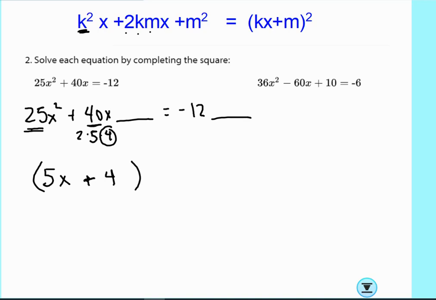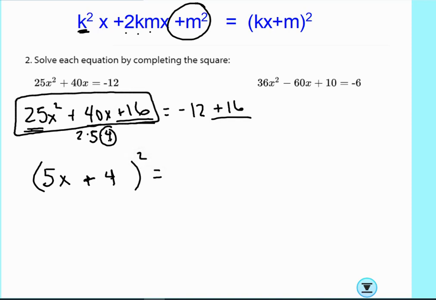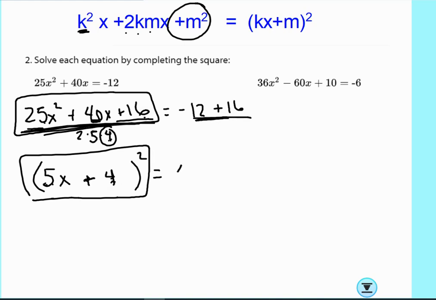All right, but if that means 4 is my m, to get that c value, I need to take that m value, that 4, and square it. 4 squared is 16. So I need to add 16 here and add 16 here on both sides. I can rewrite this trinomial as a binomial squared. That's what I did here. Those are the same amount. If I multiply these back together, I should get this, right? 5 times 4 is 20. 20 doubled is 40. 5 times 5 is 25. 4 times 4 is 16. All right. And then on this side, I get positive 4.